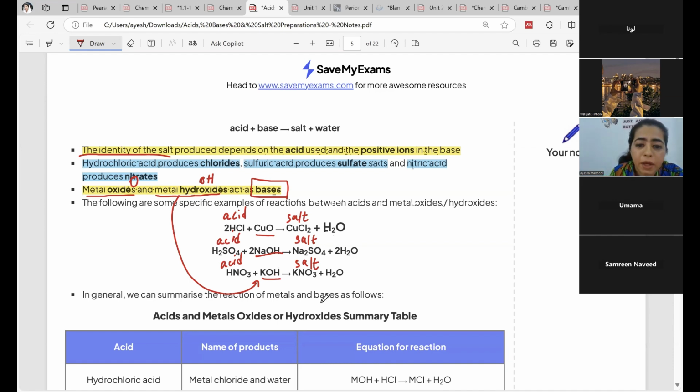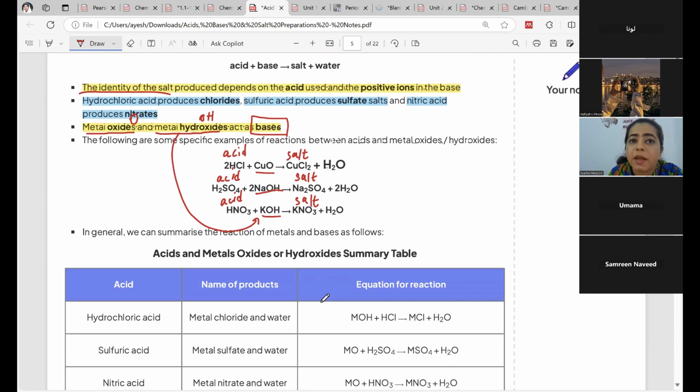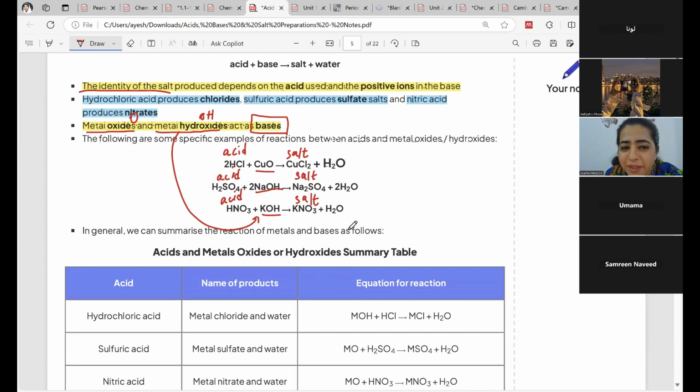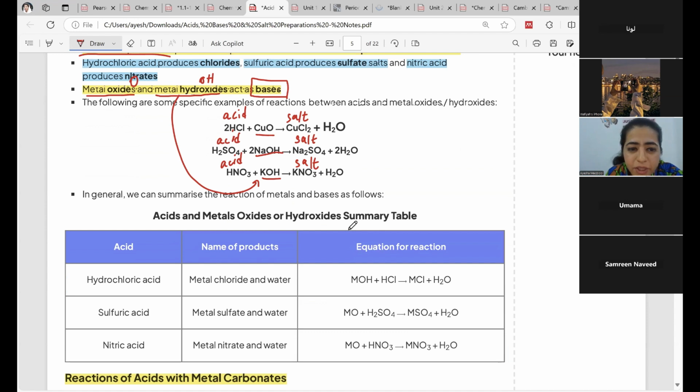Okay? So, Miss, can we do these in the lab or not? Definitely, we will be doing this in the lab. These are easily doable reactions. Okay? Okay, so then Miss, there is a table as well with some more examples.